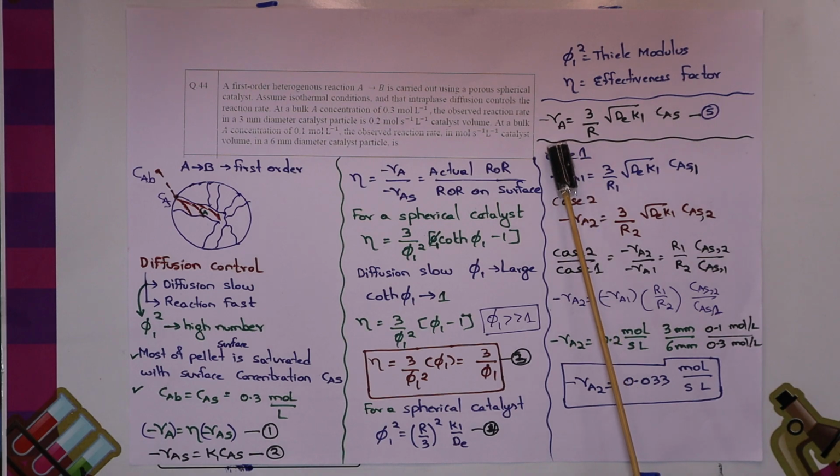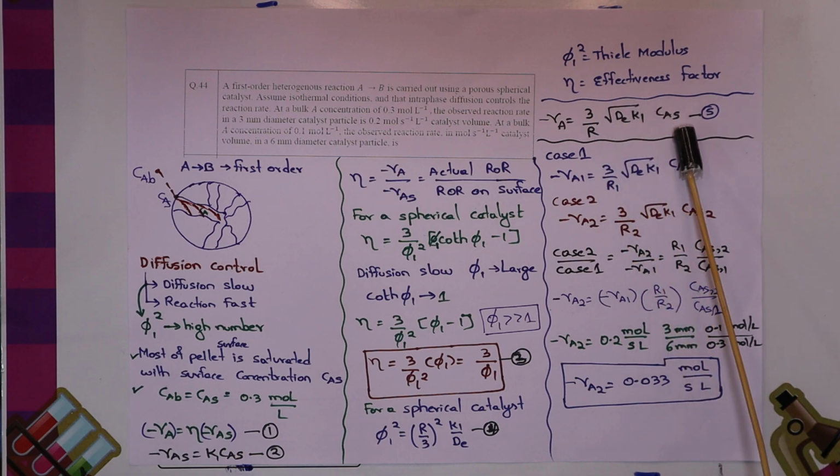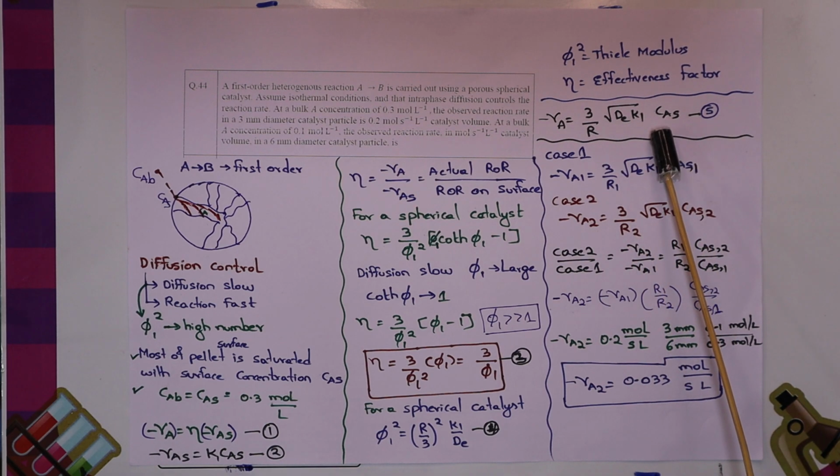Minus Ra is nothing but K1 into CAS. These kinds of substitutions you can do. Minus Ra is nothing but 3 by R into square root of dE K1 into CAS. How did we get this number? Because I know that minus Ra equals effectiveness factor times minus RAS. What is minus RAS? It is nothing but K1 into CAS.